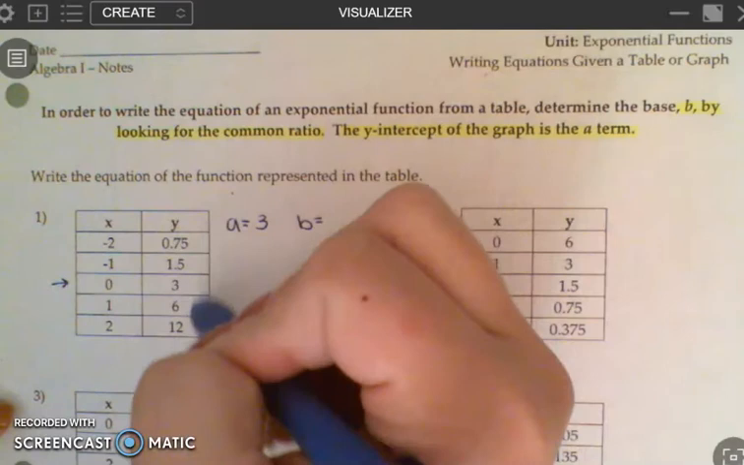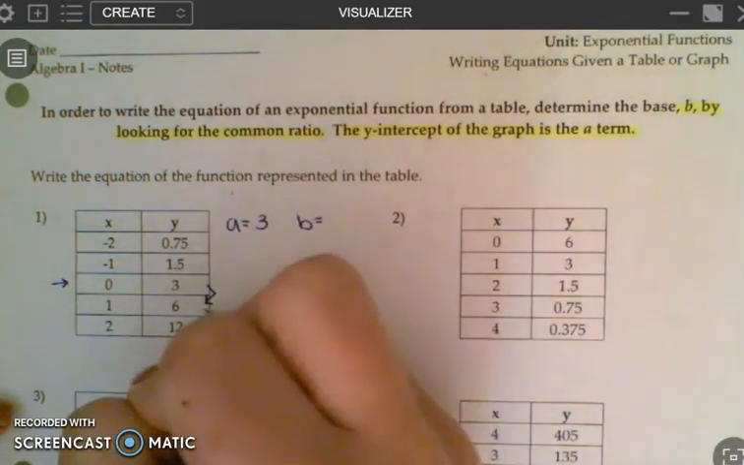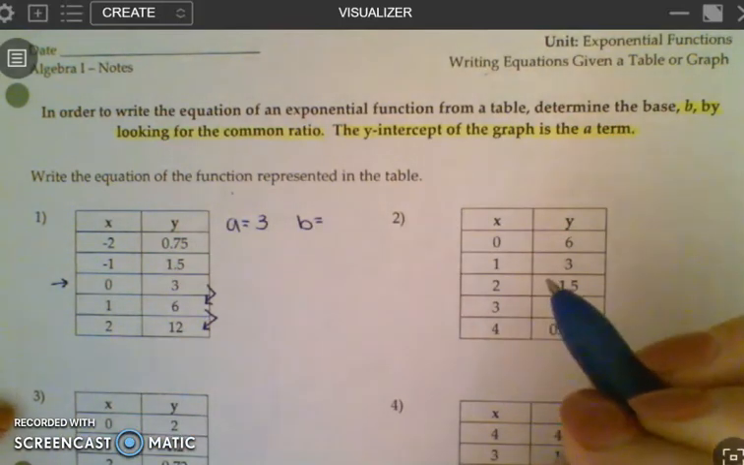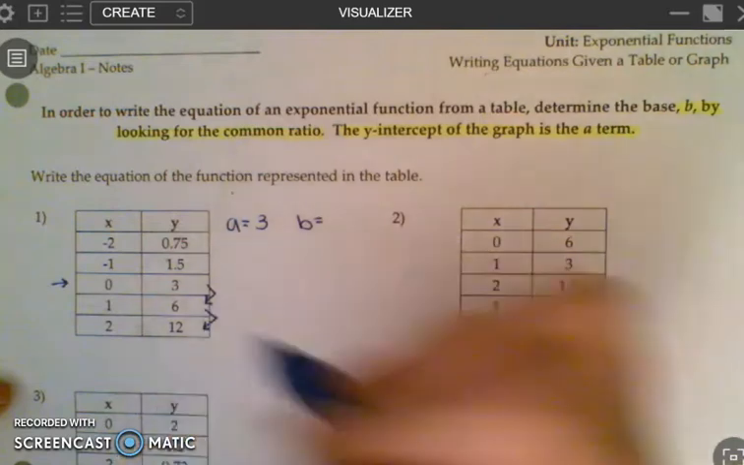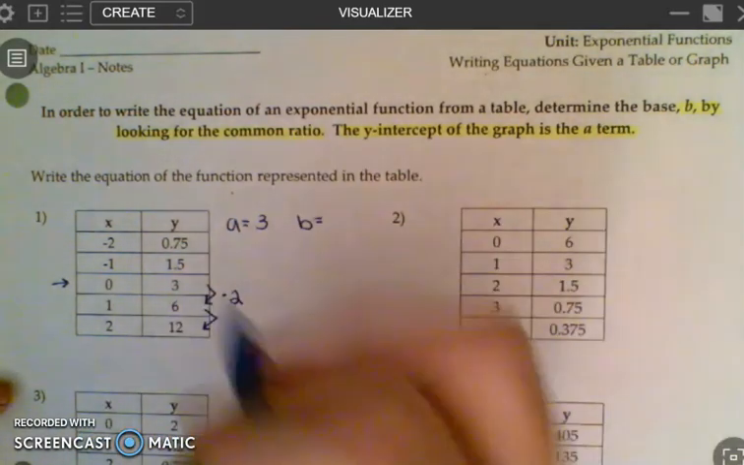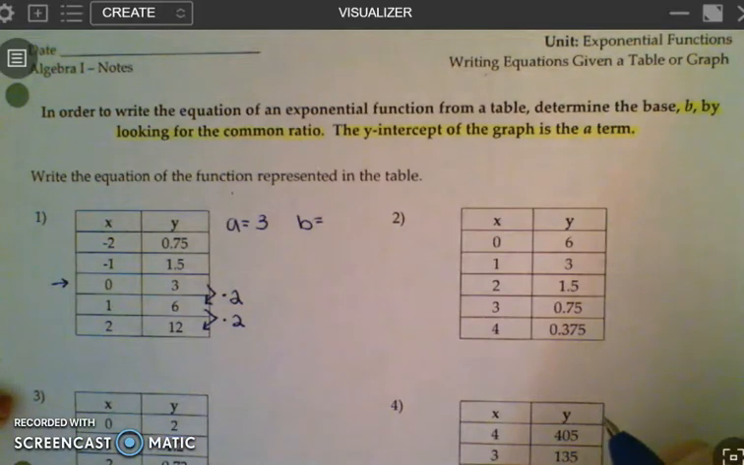So looking at each of these, 3 to 6, 6 to 12. It's called a ratio because we're going to be multiplying. So how do I go from 3 to 6? I have to multiply by 2. 6 to 12, I multiply by 2 as well.